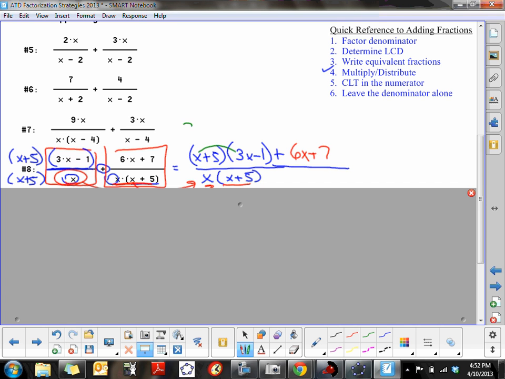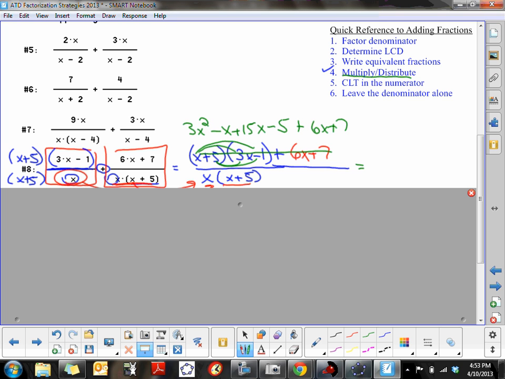Our first terms are 3x squared. Our outermost terms are minus x. The innermost terms are plus 15x. And the last terms are minus 5. Then we have our plus 6x plus 7. So I distributed and multiplied those numbers together.